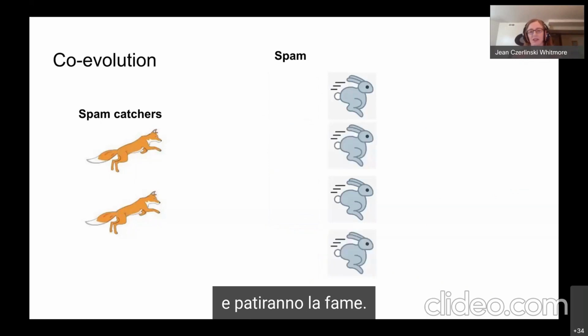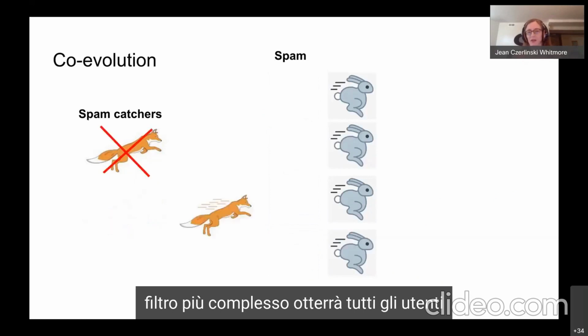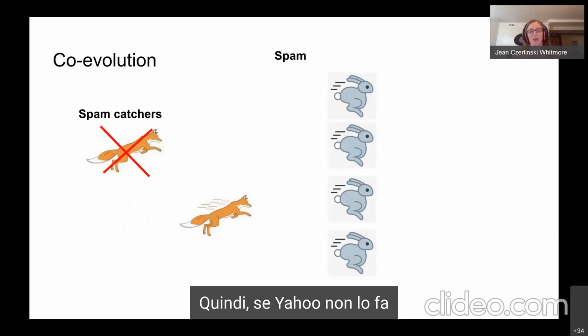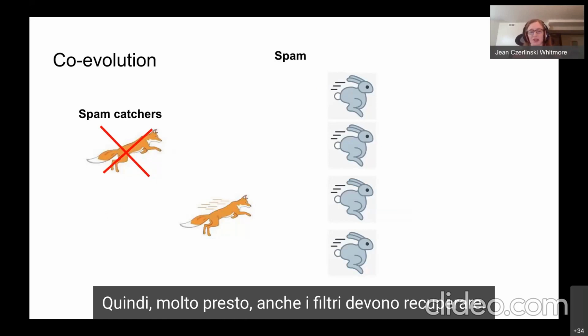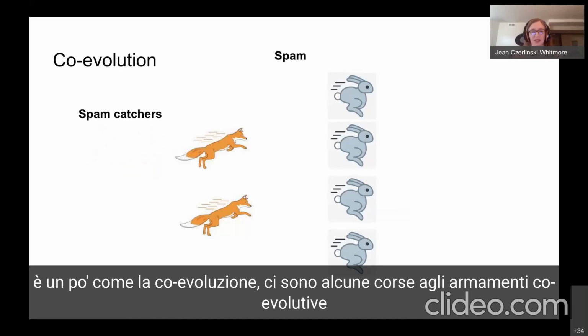Now that the others have died out, there's nothing for the foxes to catch anymore, and they're going to go hungry. And the one email provider who adds the more complex filter will get all the users, and everyone will stop using whatever email provider. So if Yahoo doesn't do it and Google does, Gmail does, people are going to switch to Gmail. So pretty soon the filters have to catch up too. So that's just a little argument.